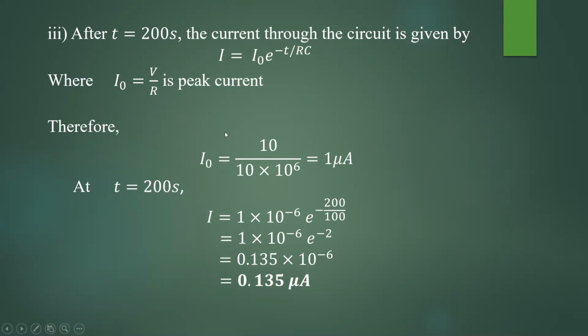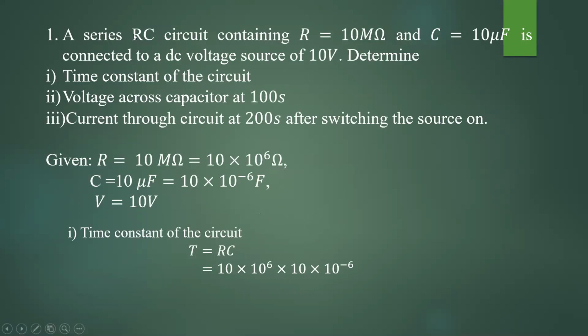Just to recall, they have asked 3 questions. They have given the RC circuit containing a resistance and a capacitor in series connection with a battery of voltage 10 volt. The first question is to find the time constant of the circuit. Simply by taking tau is equal to R into C, you can find the time constant. Then they have asked the voltage across the capacitor at 100 seconds, and you come to know that the time constant of the circuit is 100 seconds.